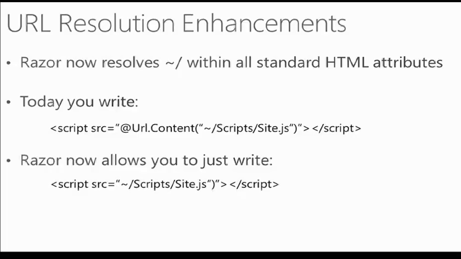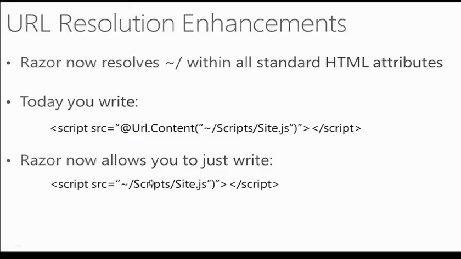One is, how many times have you ever had to write code like this today where you say url.content or server.mappath in order to resolve a relative URL to the right qualified URL? It's fairly common. You use them inside script references. You include them inside anchor references. And it basically allows you to handle resolved relative URLs and make them work in the browser. It's kind of a pain to have to write the URL.content. I mean, it works, but it's a little bit verbose.